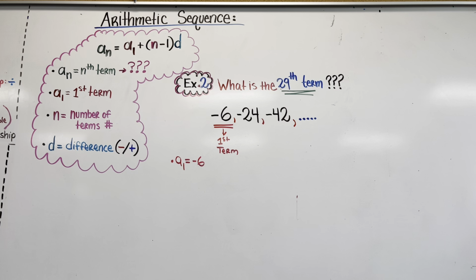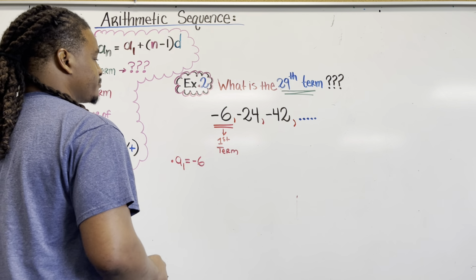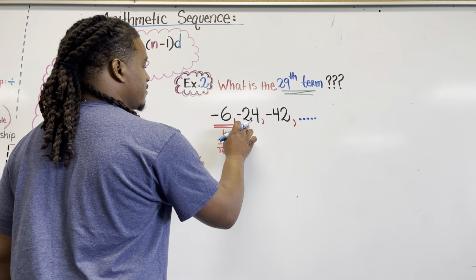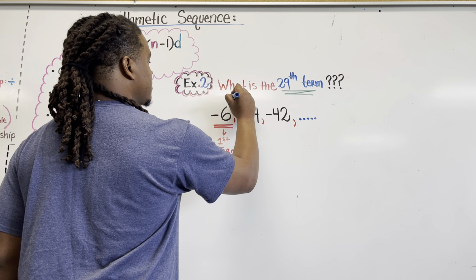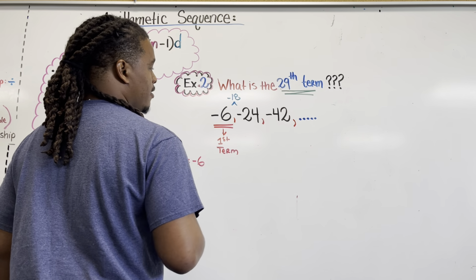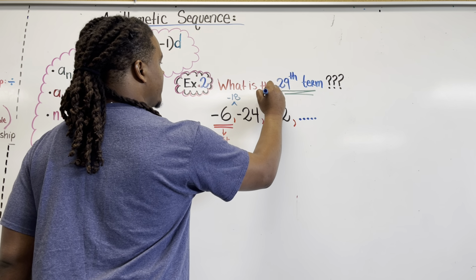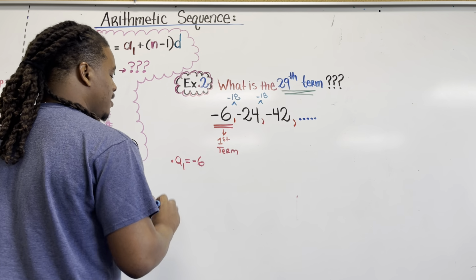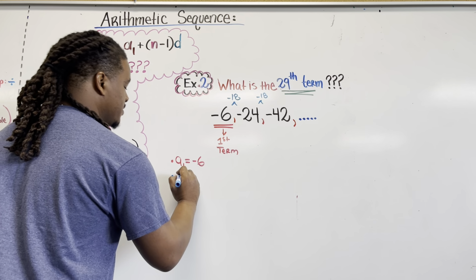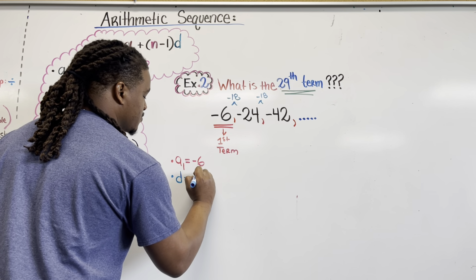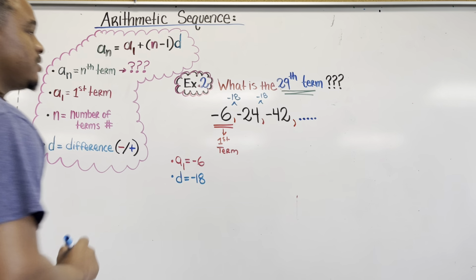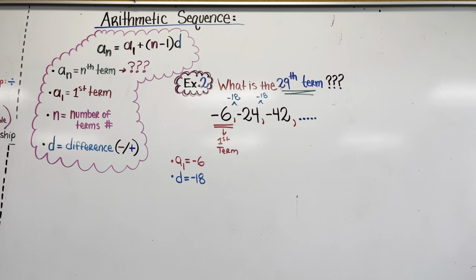The next thing we should try to find is D, which is the difference between each value. When I go from -6 to -24, I subtracted 18. When I went from -24 to -42, once again, I subtracted 18. So I see that there's a common difference between each value, which is -18, or you're subtracting 18 from each value as you go through the pattern. That is the common difference.